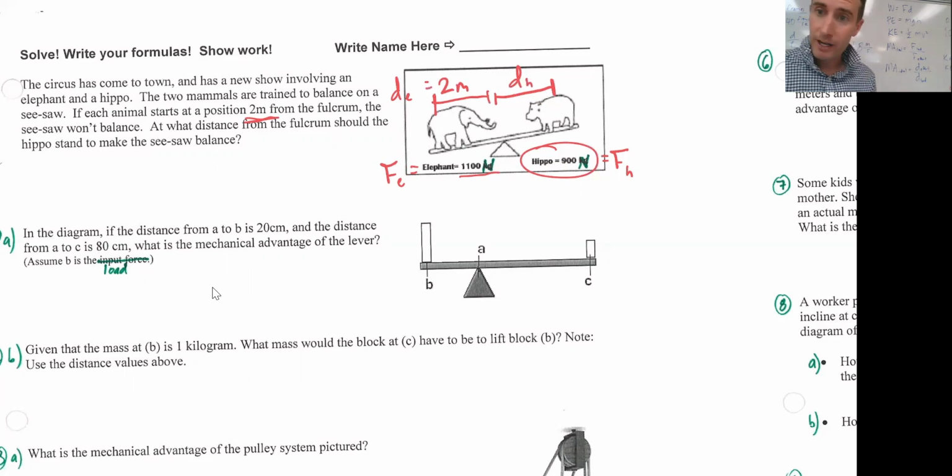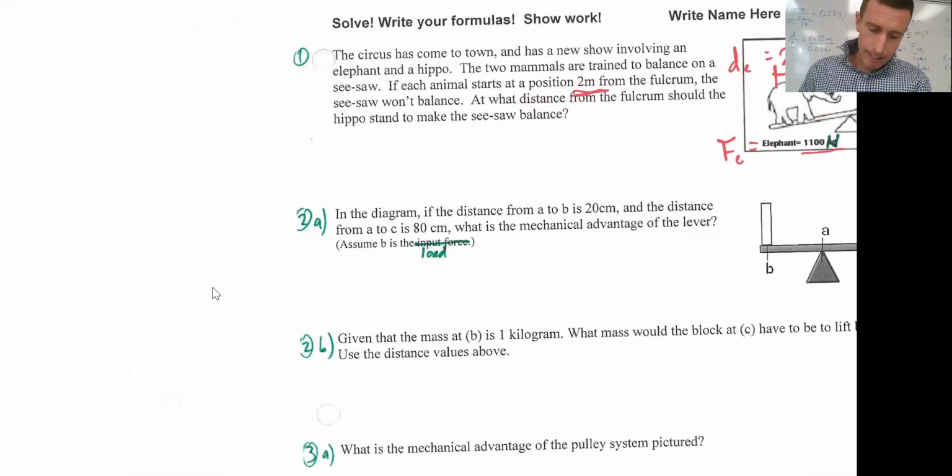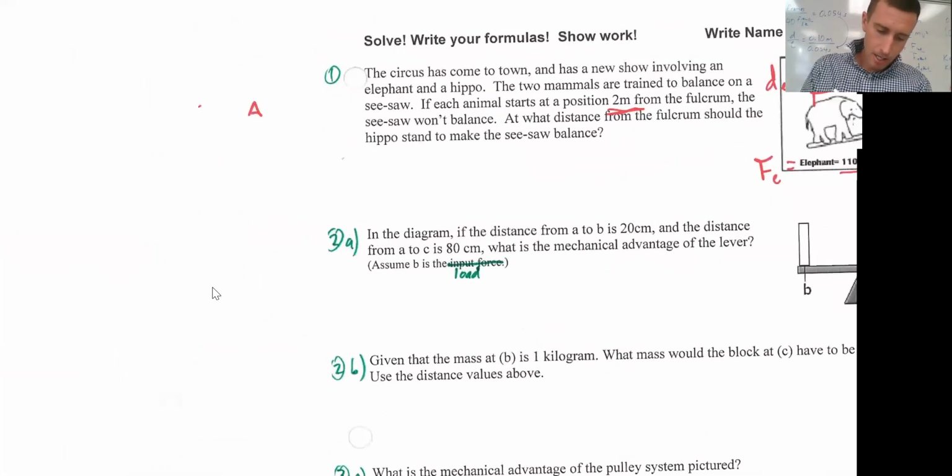And I see that my first equation is work. Now, it doesn't actually ask me to calculate the work. It asks me to calculate a distance. But remember, because this is a seesaw, I could set it up like this. I could say on this little seesaw, I have the work on the elephant side has to equal the work on the hippo side, or the energy on each side has to balance. I could phrase that again as the force for the elephant times the distance for the elephant has to equal the force for the hippo times the distance for the hippo.